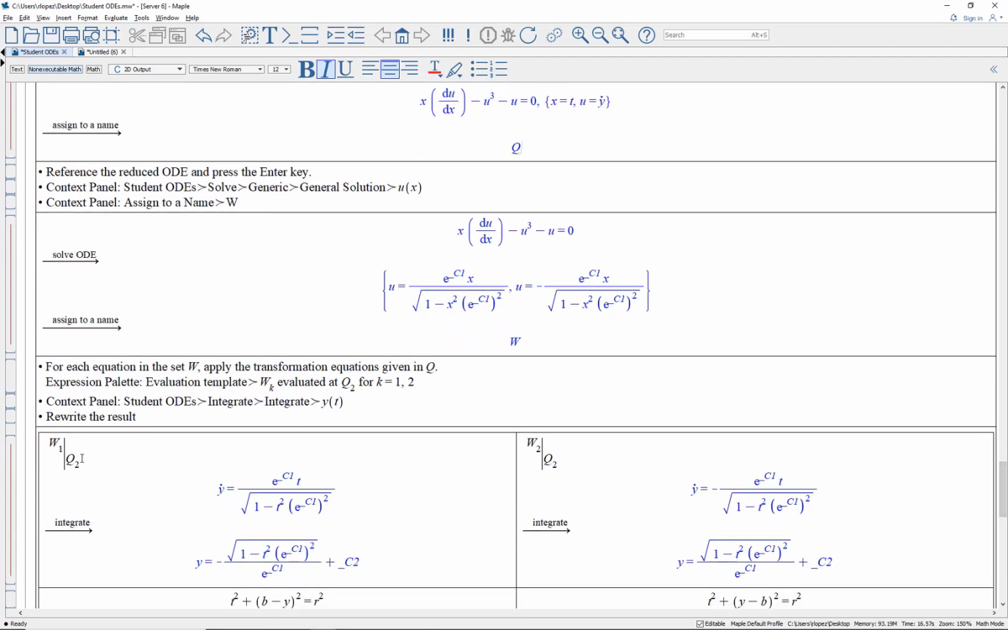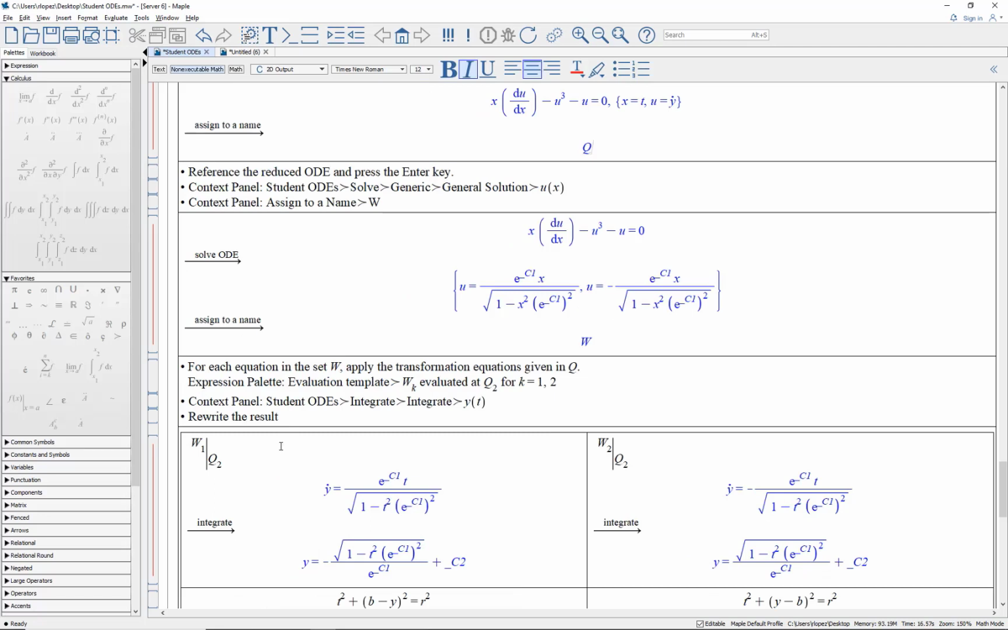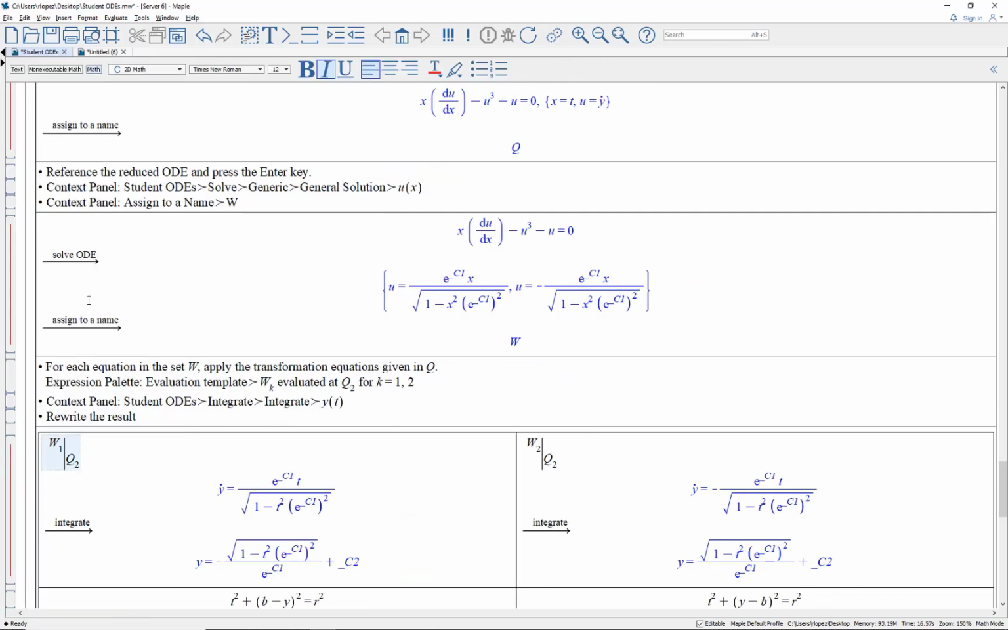Okay, so here I've used the evaluation template. You probably recognize that from here. I've got it here. Evaluation template, and it comes out of the expression palette. So I want to evaluate the first member of W, that's this one, using these transformations, these equations of transformation. That's what the second part of Q is.